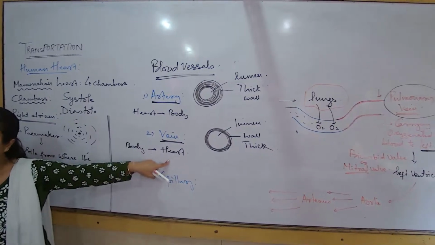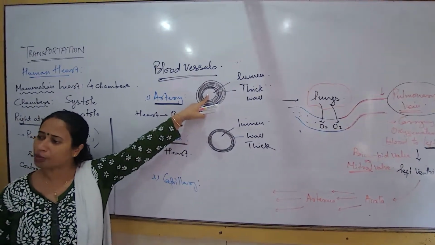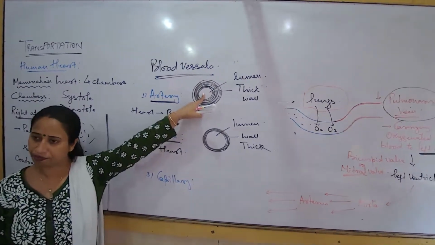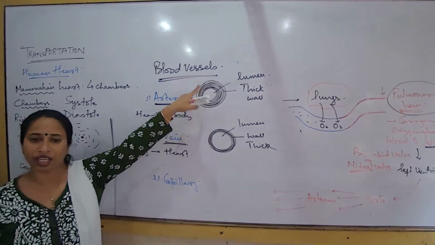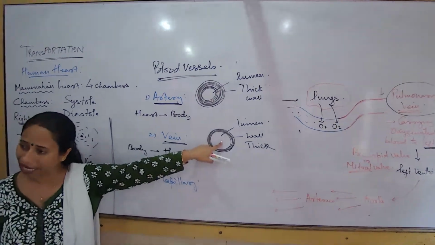When I talk about the artery, it has got narrow inner space. What do we call the inner empty space? Lumen. So the wall is thick, lumen narrow; wall thin, lumen wide.